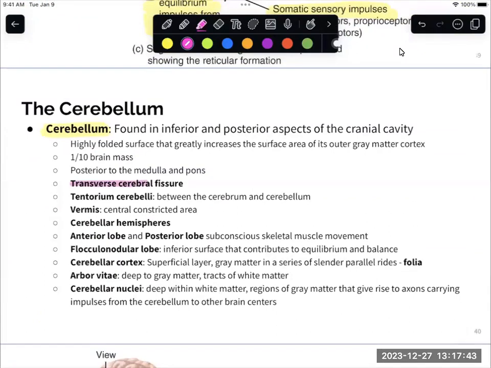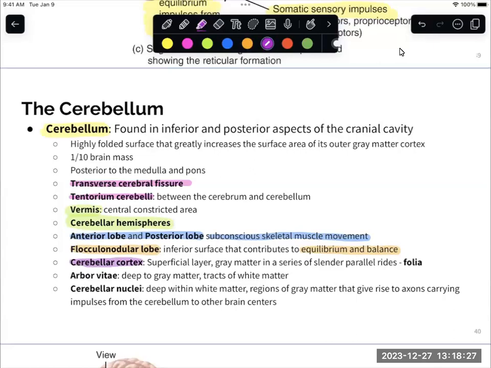We have a transverse cerebellar fissure. We have that tentorium cerebelli that we mentioned before. We have a vermis. And then we have a right and a left cerebellar hemisphere. We have an anterior and posterior lobe that helps with subconscious skeletal muscle movement. We have a flocculonodular lobe, equilibrium and balance. We have a cerebellar cortex.